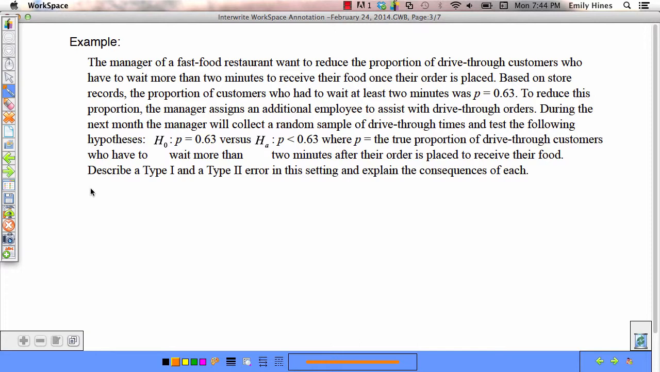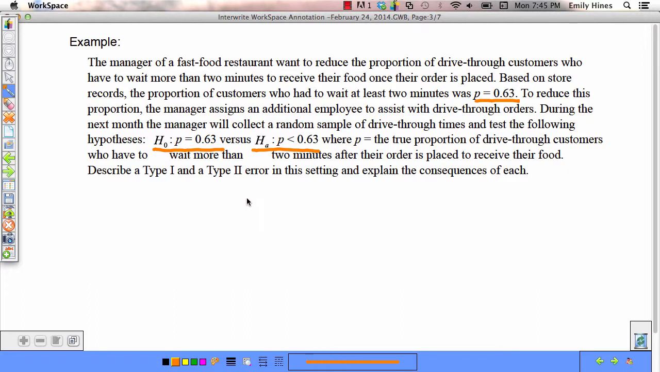So based on the store records, the proportion of customers who had to wait at least 2 minutes was 0.63. To reduce this, the manager assigns an additional employee to assist with drive-thru orders, and during the next month, he collects a random sample of drive-thru times and tests the following hypothesis. Here's our null, which remember is a statement of no difference, which is why this is the same as it was before. And he wants the proportion to become less. He wants it to be less than 0.63 because he wants fewer customers to have to wait that long.